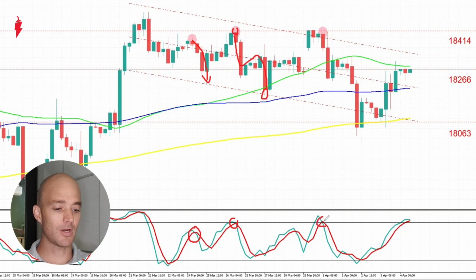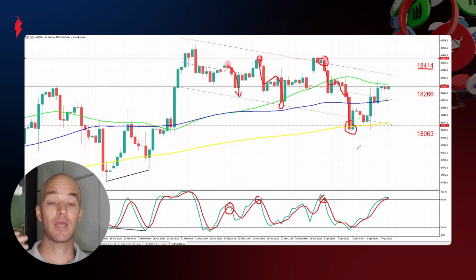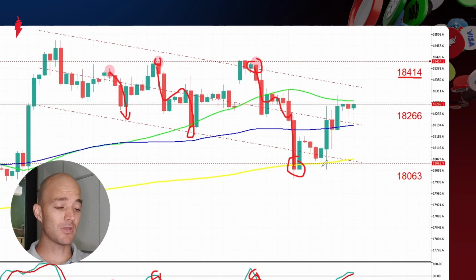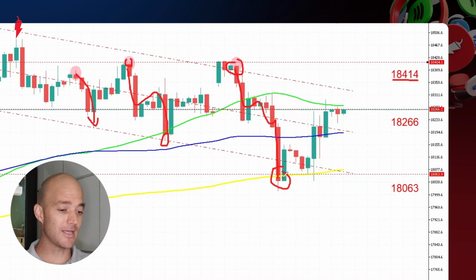Then we had another one over here where we just basically went above the upper trend line, and we also touched the 18414 level, and again a very nice move to the downside, having a test of the 200 period simple moving average. Now currently as we're speaking, the Nasdaq 100 again moved up.